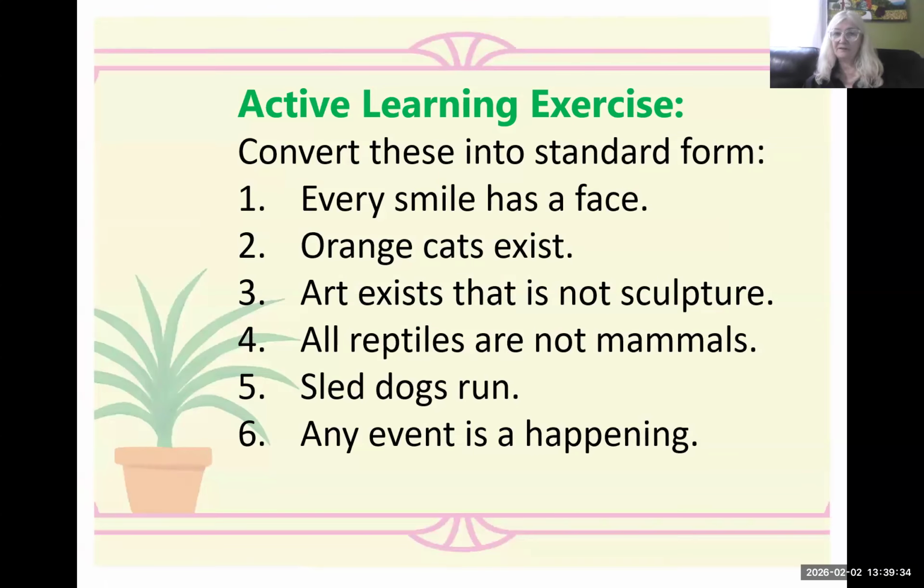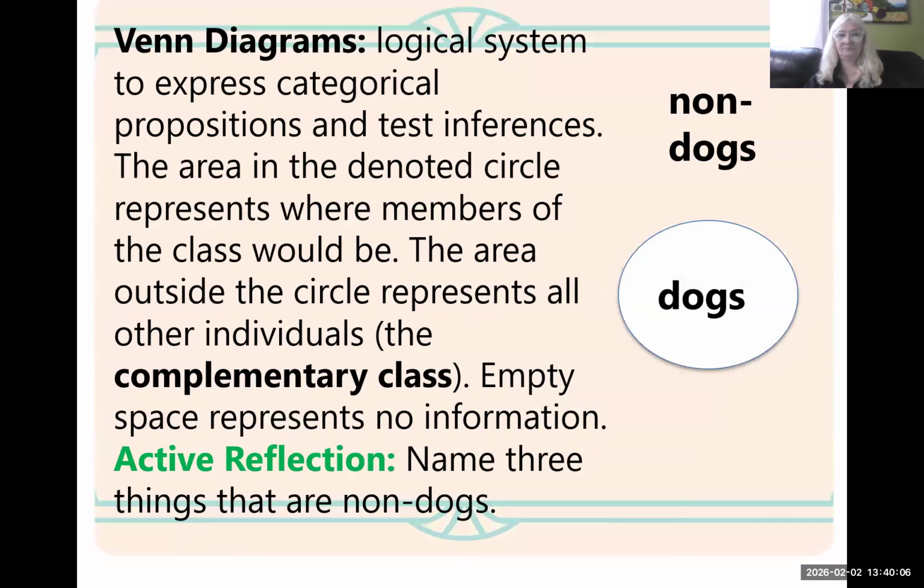So stop this, or open the PDF and look this up. Convert these into standard form. Every cat has a face. Oh my God, why did I say that? Sorry, I misread that. Every smile has a face. Orange cats exist. Art exists that is not sculpture. All reptiles are not mammals. Sled dogs run. And any event is a happening.